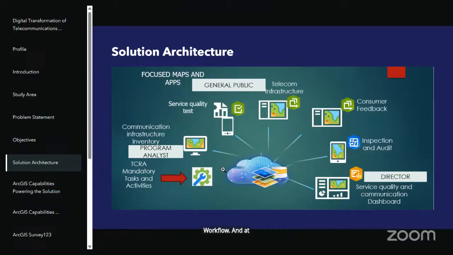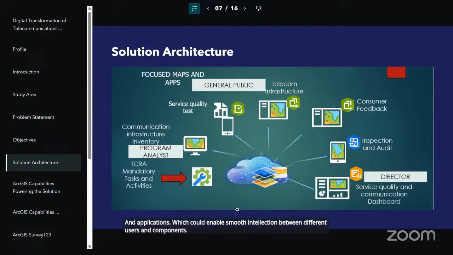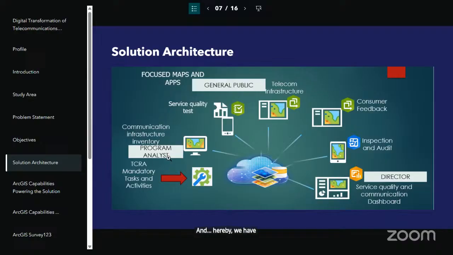And at the core is the ArcGIS cloud environment, which unifies various data sources, tools, and applications, which could enable smooth interaction between different users and components. And hereby, we have a program analyst. Through the use of focused maps and apps, it could be easy for the program analyst to manage communication infrastructure inventory, ensuring that TCRA mandatory tasks are monitored well and efficiently, thus good provision of the services.